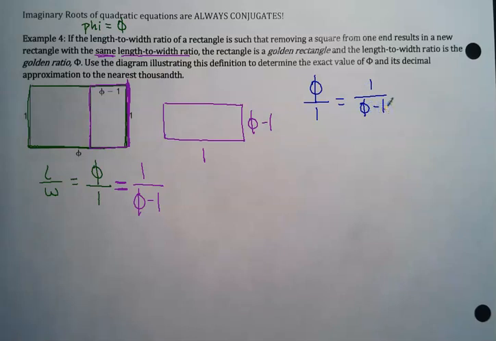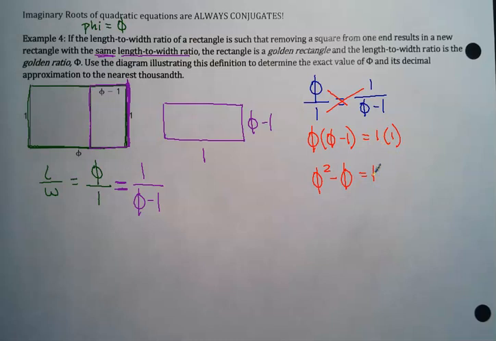Do you remember how to solve a proportion? It's been a while. We do cross products, right? So we have phi times phi minus 1 equals 1 times 1. So phi times phi is going to be phi squared, minus phi times negative 1, so it's going to be minus phi equals 1 times 1 is 1.